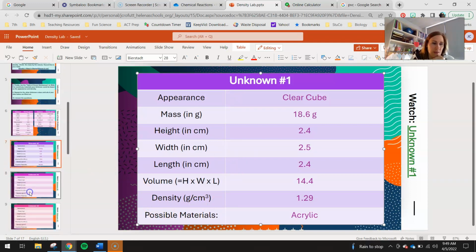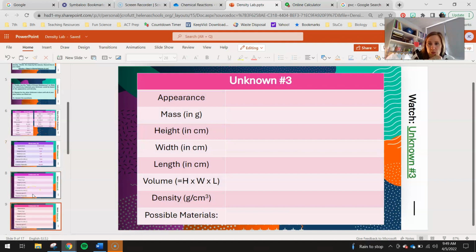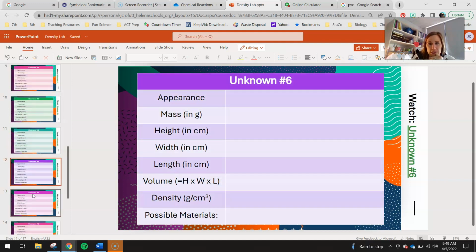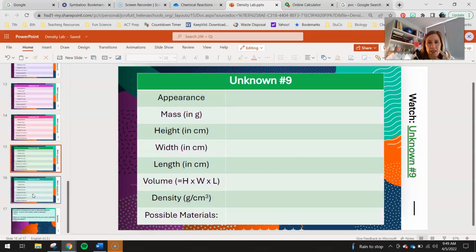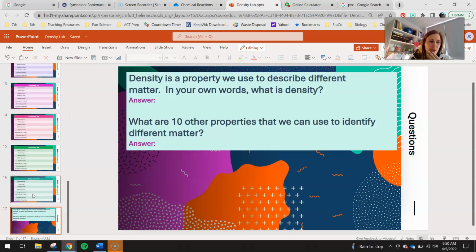Okay, you are going to do the same thing for unknowns 2, 3, 4, 5, 6, 7, 8, 9, and 10. Remember that not all of these cubes are exact cubes, so just because you have one measurement, it doesn't mean it's going to be the same for the height and the width. Okay, so keep that in mind, and obviously they're all very close to each other, but they are a little bit different, so make sure you watch all those videos.